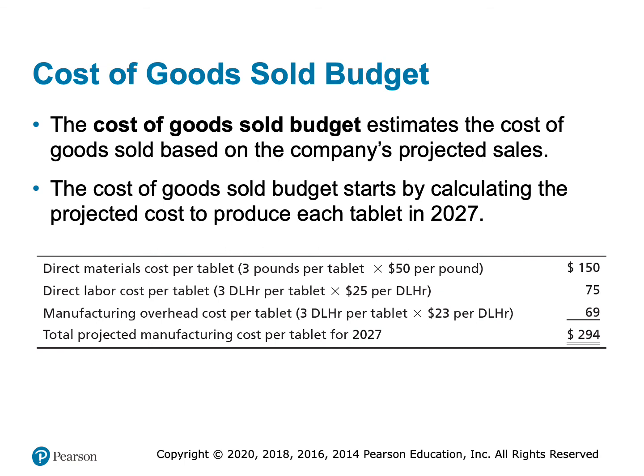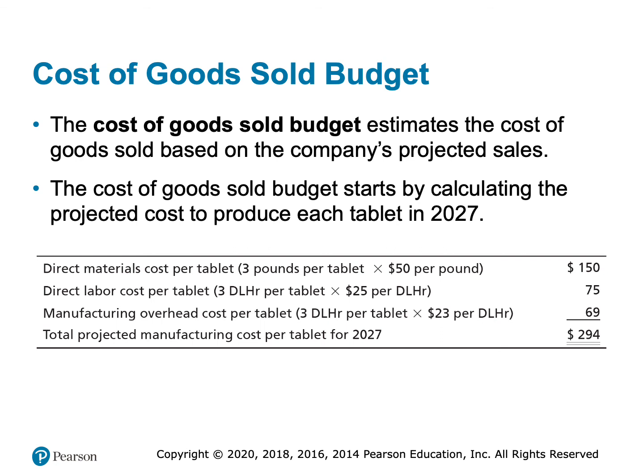So that means last year the tablets were cheaper to produce. They cost $275 last year. This year they're going to cost $294. They went up. They got more expensive. That's not all that surprising, but it is something that we need to know. In fact, they went up by $19 a unit.